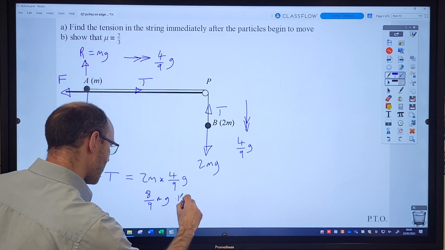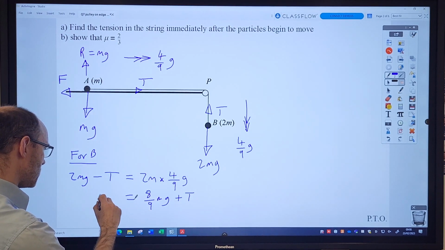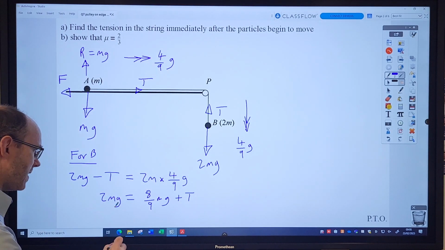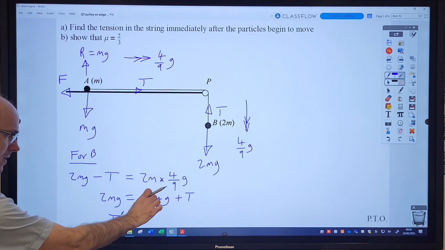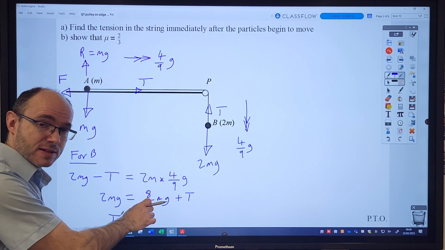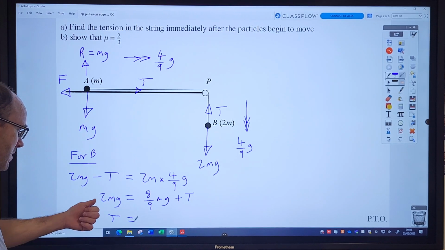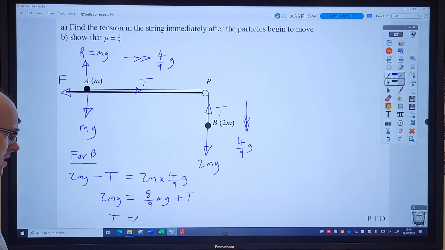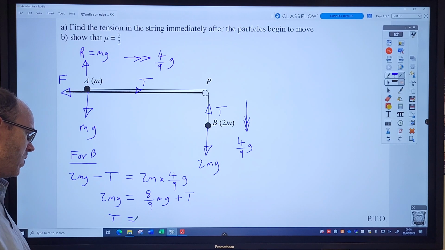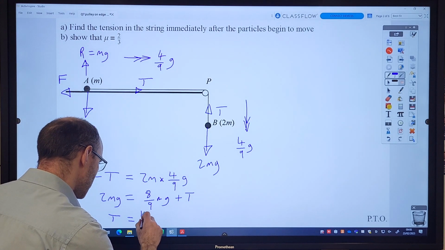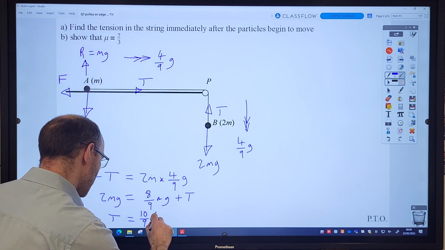So 8/9 mg plus T is equal to 2mg, and then if I just do 2mg subtract 8/9 mg, I'll get my value of T, won't I? So T is equal to 2 subtract 8/9, so that's going to be 1 and 1/9, 10/9. T equals 10/9 mg.